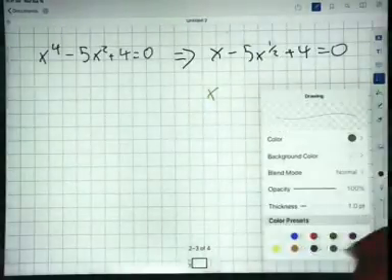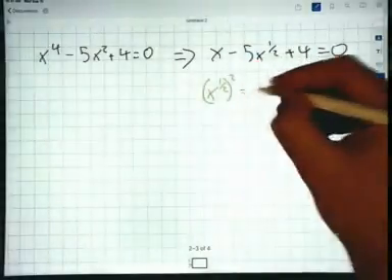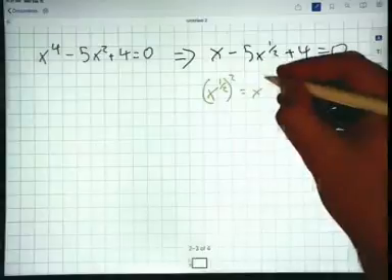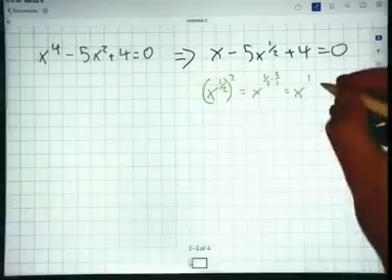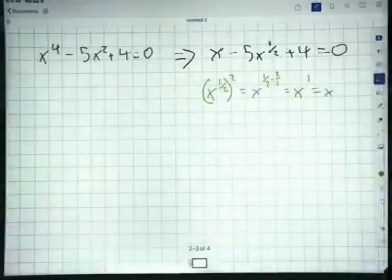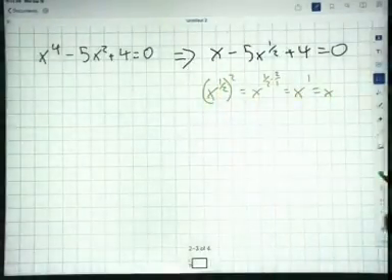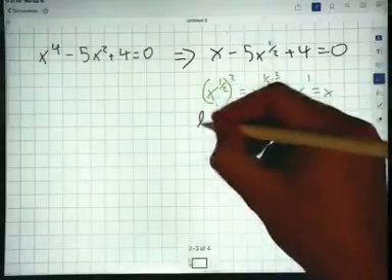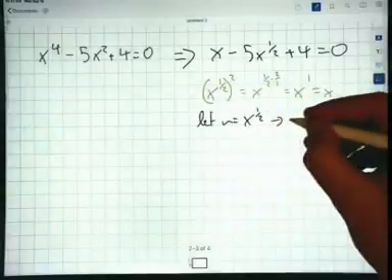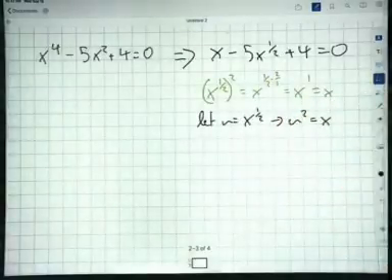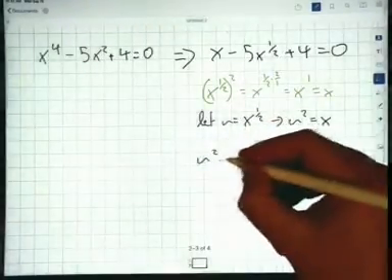If you take x to the 1/2 and you square it, that becomes x to the 1/2 times 2/1, which is x to the 1, which is x. That's this term right here. So then what you would do to solve this problem is you would let u be equal to x to the 1/2, then u squared is equal to x, and then you create another quadratic equation.